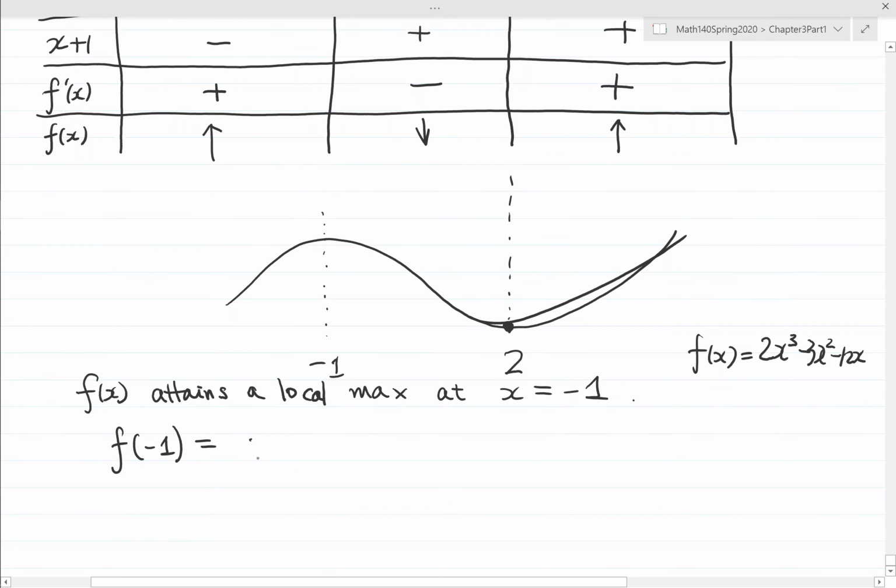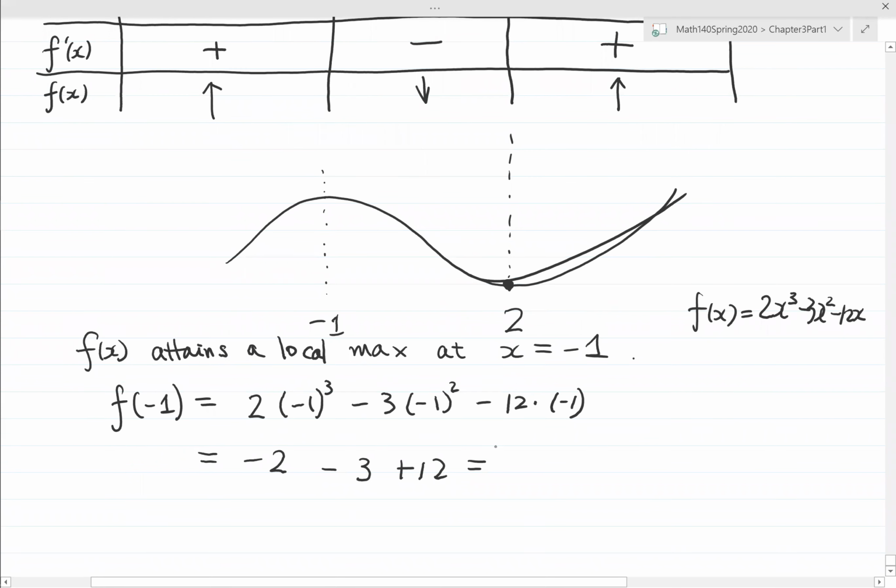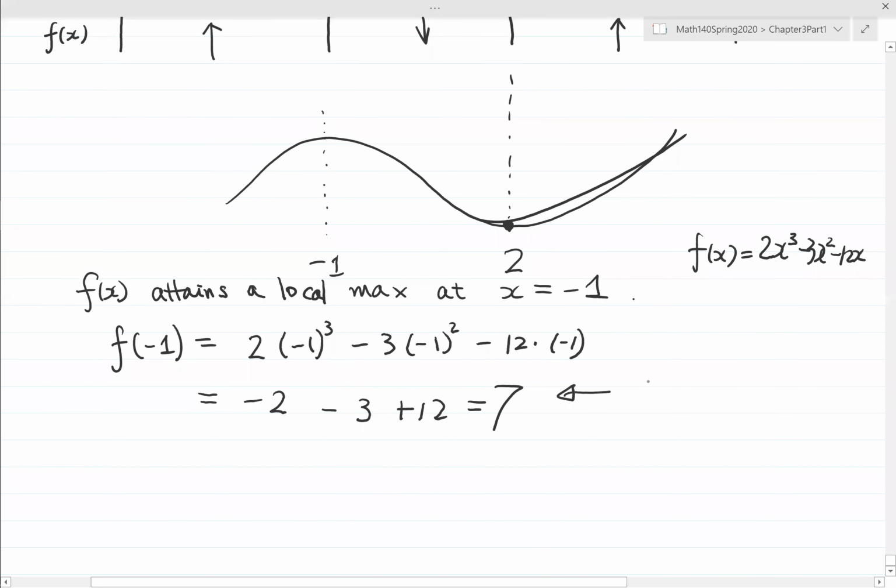So we get 2 times -1 cubed minus 3 times -1 squared minus 12 times -1. So it's easier now. So it's -2 minus 3 plus 12. So this is 12 minus 5. We get a 7. So it's a local max.